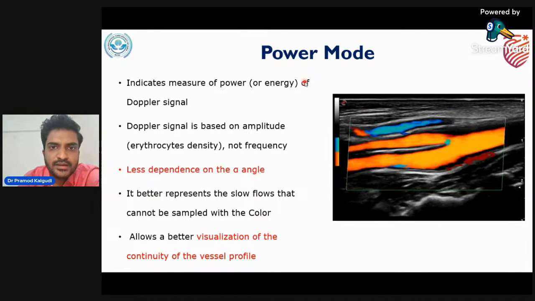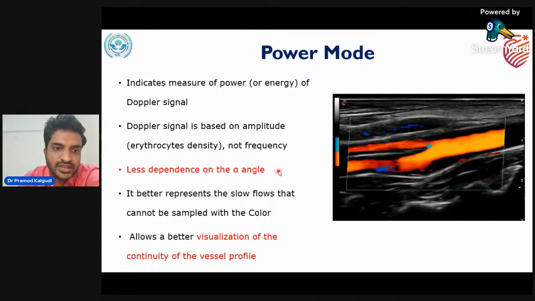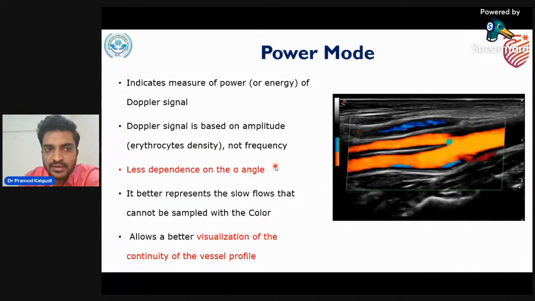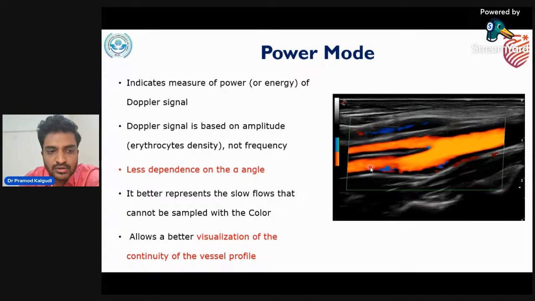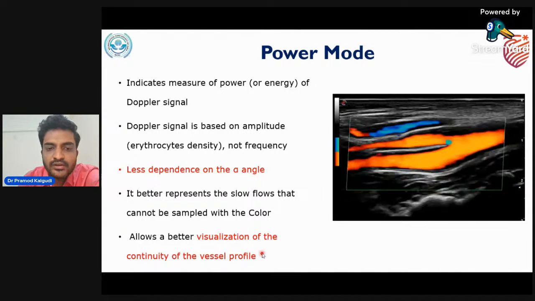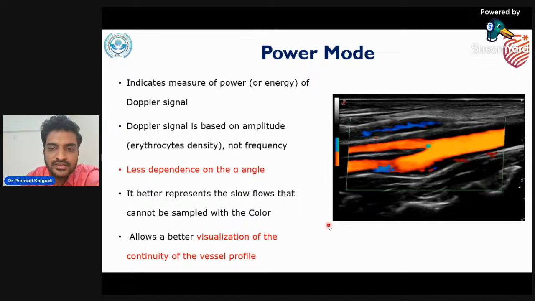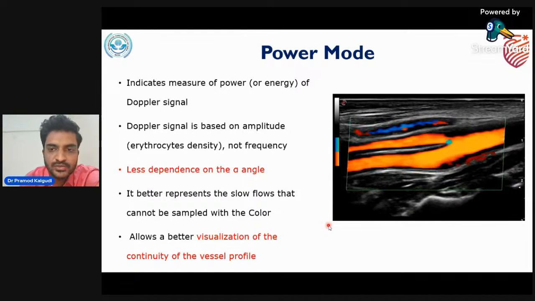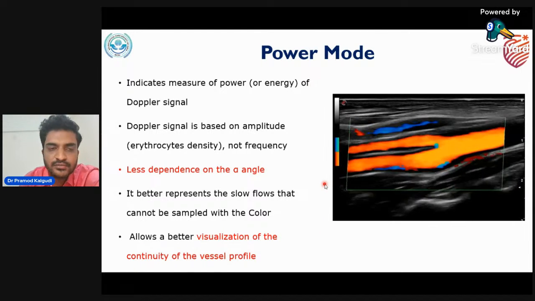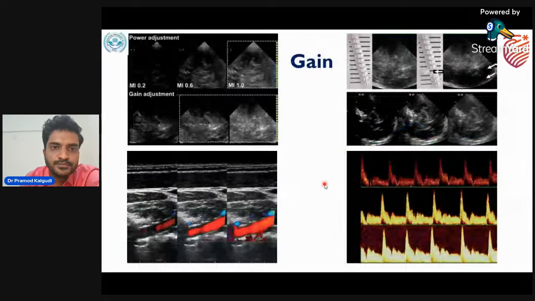Okay. And then in the power mode, as I was saying, it does not depend on the alpha angle, which makes it a better mode to visualize the continuity of a vessel wall. And it gives you an image just like an angiograph, wherein you do a DSA or an MR angio or a CT angio. It gives such a picture whenever you put on the power mode. So with that, we will go further to see how we can adjust the gain.